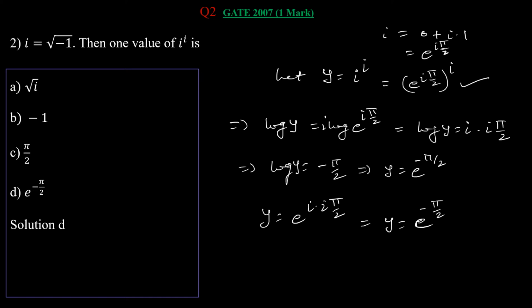So this is the first way, this is the second way, both are ways to represent your answer. So what we see, which value is the correct answer? So D is the right answer.